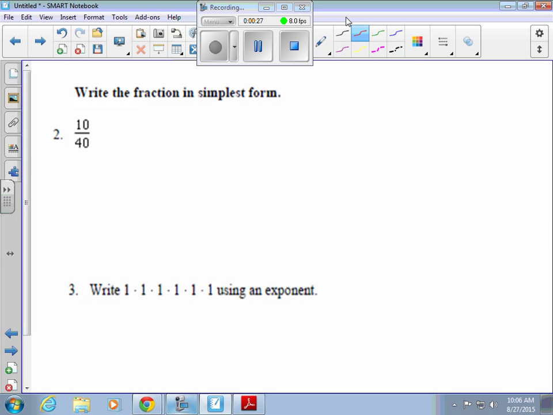Write the fraction in simplest form. The number 10 goes into both 10 and 40. 10 times 1 is 10, and 10 times 4 is 40. 1/4 is simplest form. Write 1 times itself 1, 2, 3, 4, 5, 6 times using an exponent. So 1 would be to the 6th power using an exponent.